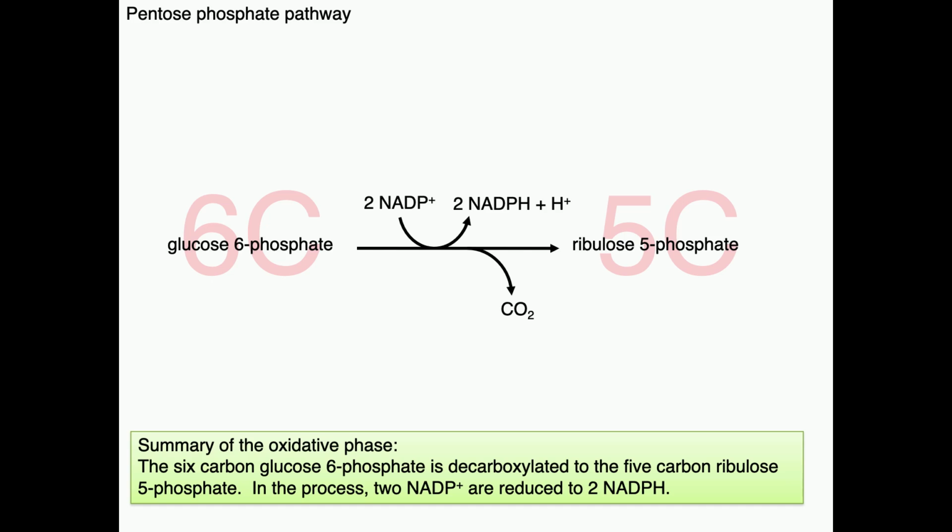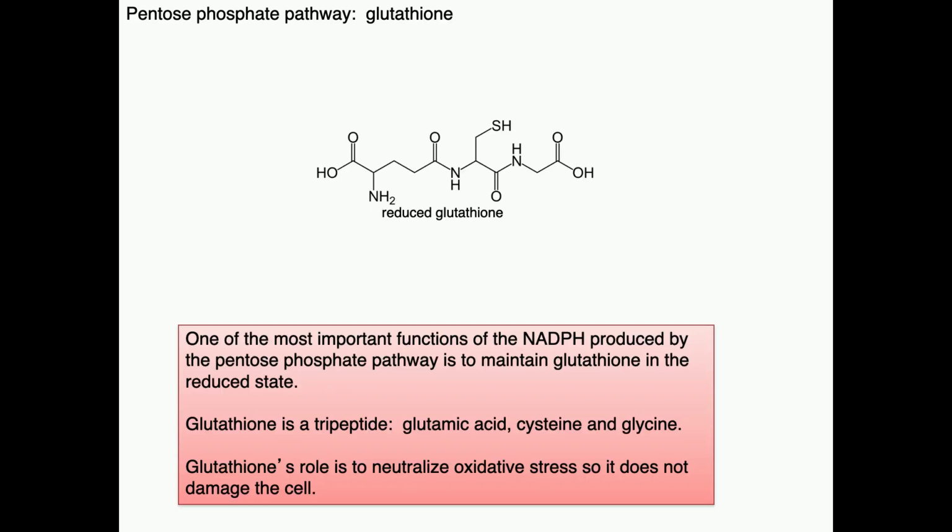One of the major functions of the oxidative phase is, well, the major products are the 5-carbon sugar and the NADPH. One of the major uses of the NADPH is for antioxidant defenses. NADPH contributes to antioxidant defenses through a molecule called glutathione. I'm going to talk about that shortly.